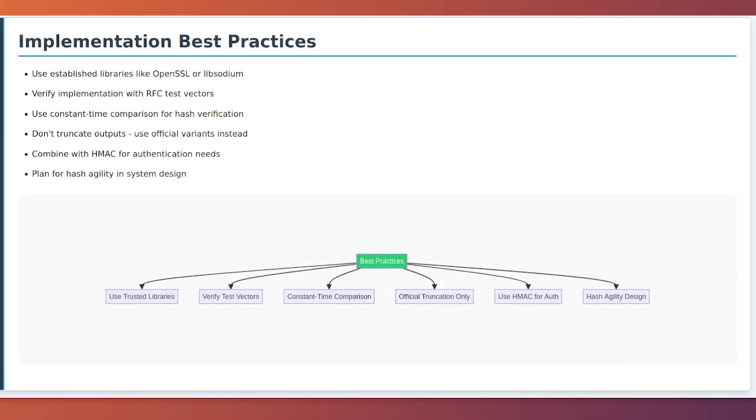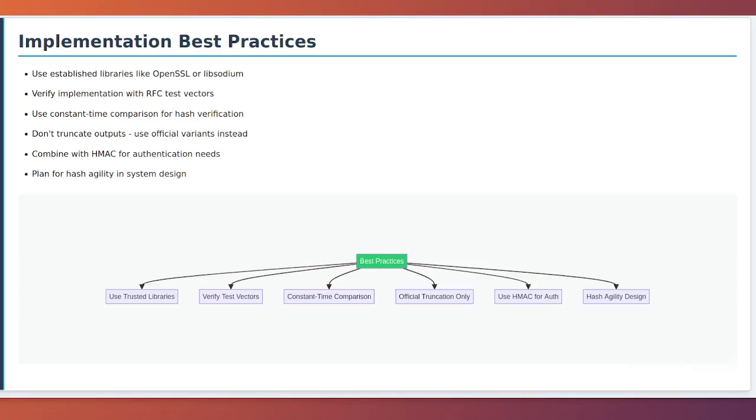Implementation best practices. When implementing or using SHA-2 in your applications, following best practices ensures security and correctness. Practice 1 is to use established libraries. Do not implement SHA-2 yourself unless you are a cryptography expert. Use well-tested libraries like OpenSSL, libsodium, cryptography for Python, the Java Cryptography Architecture, or crypto in Node.js. These implementations have been audited and optimized.